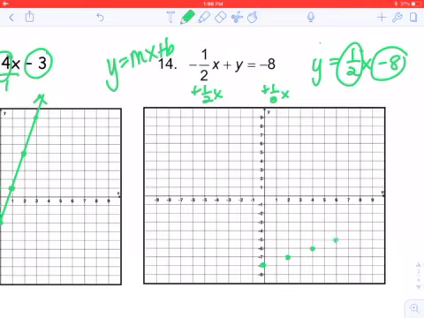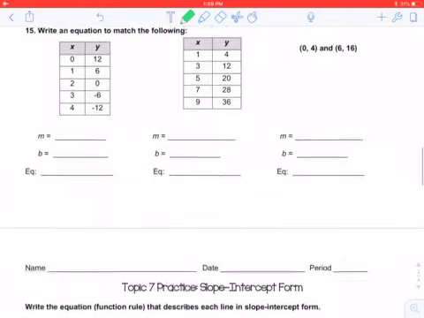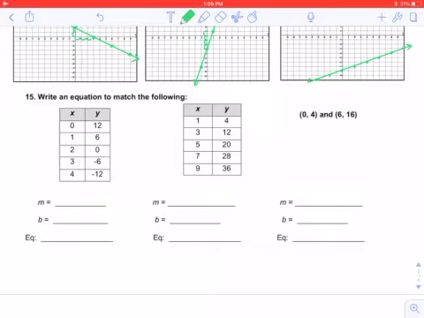Rise 1, run 2. Again, remember, you can pause at any time if this is too fast. And there's my line. Alrighty. Almost done. Now we're just going to move into tables.